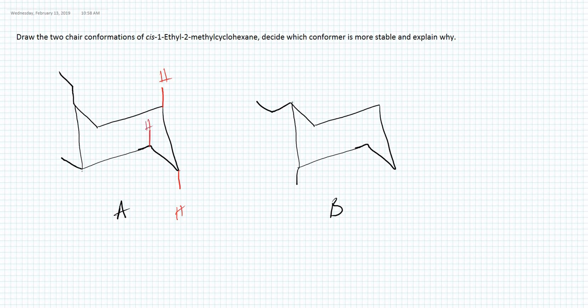I am placing all the axial hydrogens available for conformer A. Let's name it conformer A. I placed 1, 2, 3, 4, 5 axial hydrogens because the sixth axial position is occupied by the ethyl substituent. For conformer B, let's place all the axial hydrogens. And yes, this axial position is occupied by the methyl in conformer B. Okay, now let's decide what kind of 1,3-diaxial interaction exists in A.